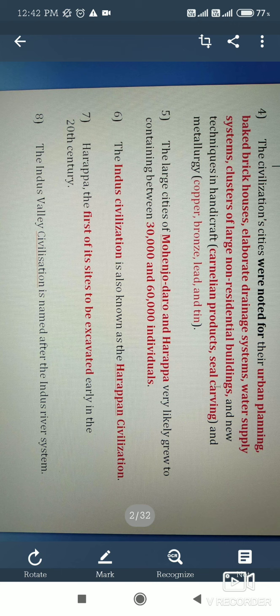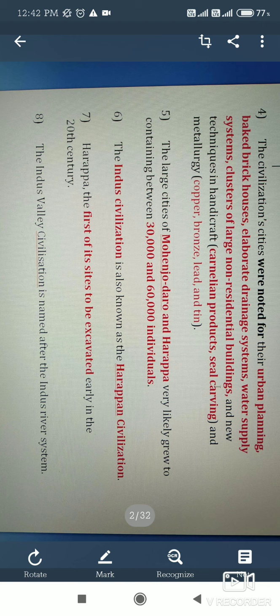Number 5 is the large cities of Mohenjo-daro and Harappa. Harappa very likely grew to contain between 30,000 and 60,000 individuals. Scientists discovered through research in Mohenjo-daro and Harappa that between 30,000 and 60,000 individuals were residing there. The Indus Valley civilization is also known as the Harappan civilization. That is the number 6 point.